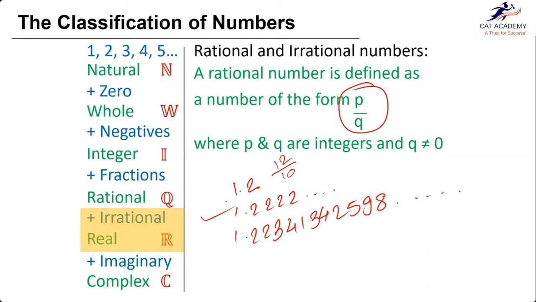Suryank, 123 by 100 would be 1.23, not 1.2222. Okay, Aditya. Yes, that is correct. Sorry, Vaibhav, no, your answer is slightly wrong. Small calculation mistake, probably. Check once again.